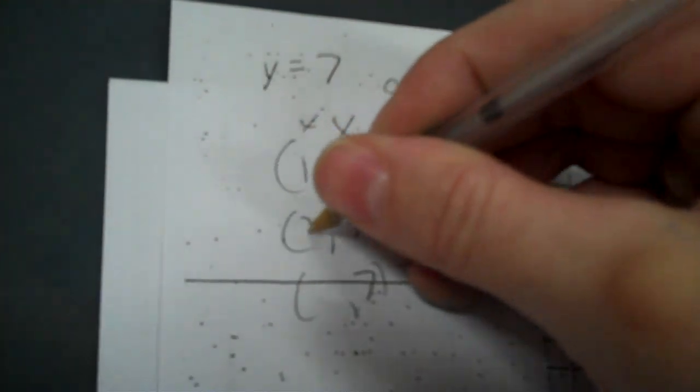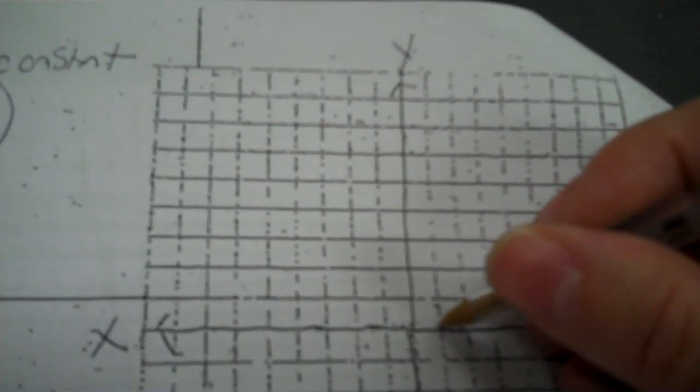So x is 1, 2, 3. Remember, this is the x, this is the y. So I go forward 1 on the x and up 7 on the y. Then (2, 7), forward 2 on the x, up 7 on the y. And then (3, 7), forward 3, up 7. And you can just pretty much trace a line. On that line, you're constantly at 7.